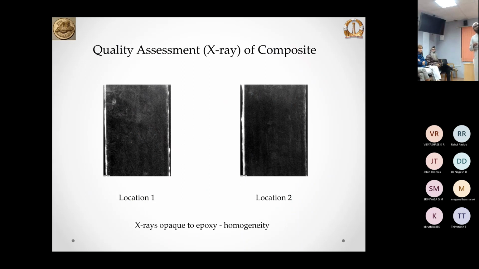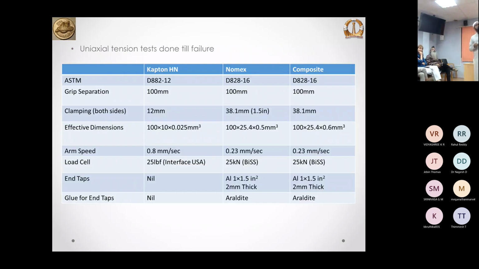After fabricating the composite, the quality assessment was done using X-rays. You can see these black pictures. What you can see is actually the epoxy that is shown. We can say that X-rays are opaque to epoxy, and this also shows the homogeneity of how the epoxy is laid when we are fabricating the composite. This is how the quality is assessed.